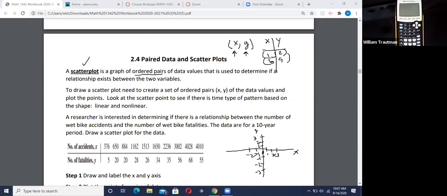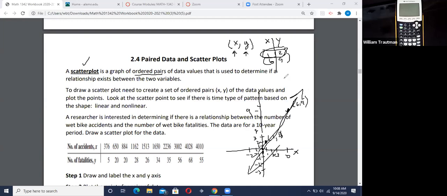So to plot 1, 2, you start at the 0. x is 1 and y is 2, so it would be a dot right here. 6, 9 would be way over here. If this was 6 and up here would be 9, this would be 6, 9, and this would be 1, 2. And if you have these dots, you can actually connect them and create these lines.